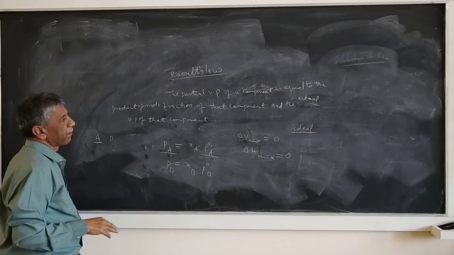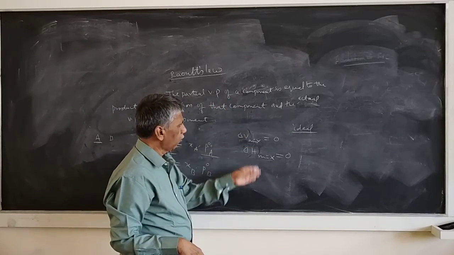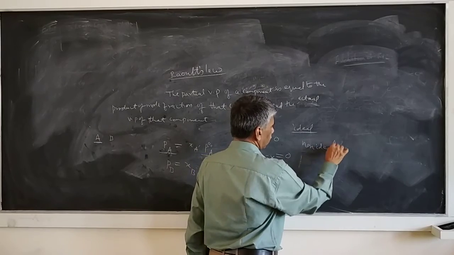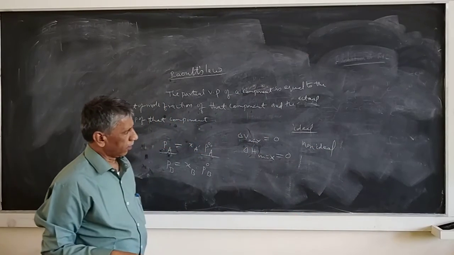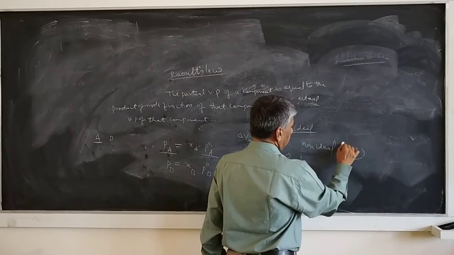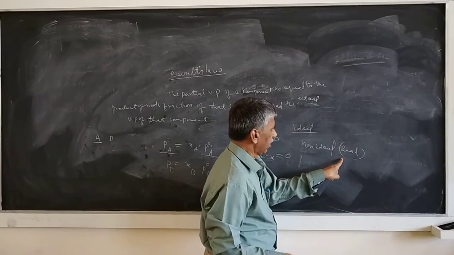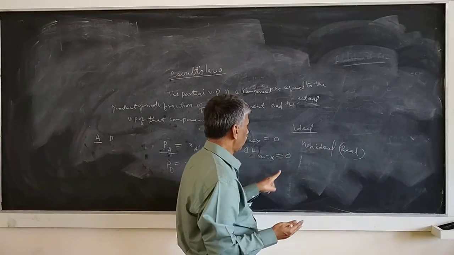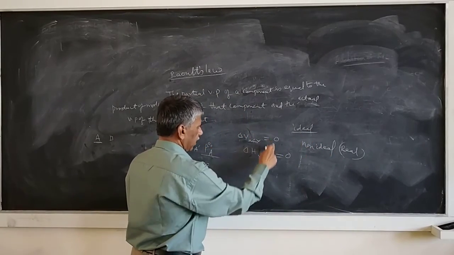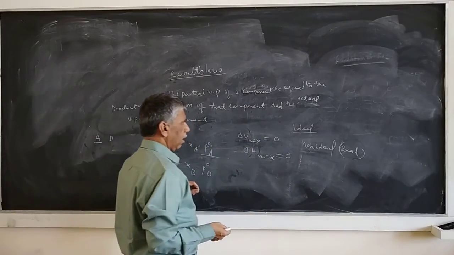Any solution which does not obey these conditions is called a non-ideal solution, or a real solution. What is a real solution? A real solution is one which does not obey Raoult's law and which does not satisfy the above conditions. Such solutions are called real solutions or non-ideal solutions.